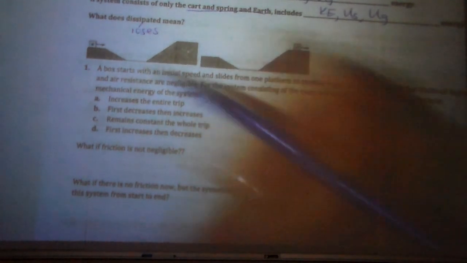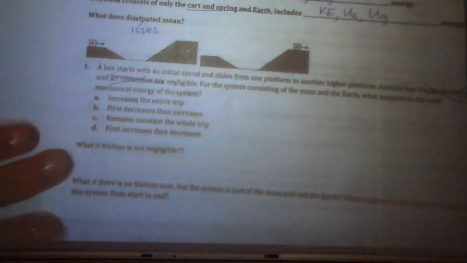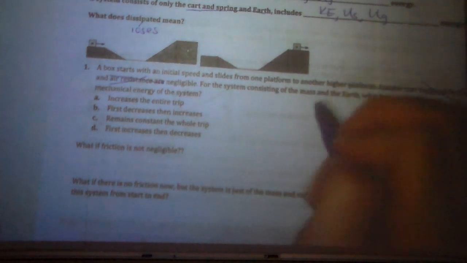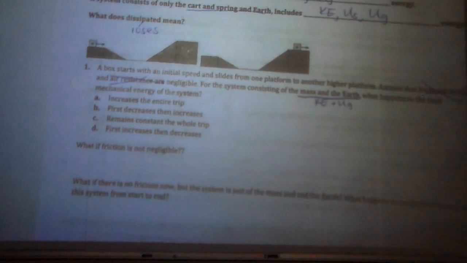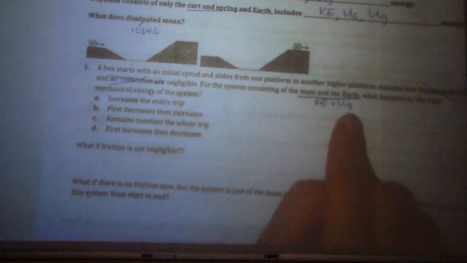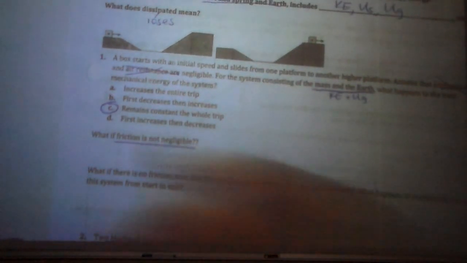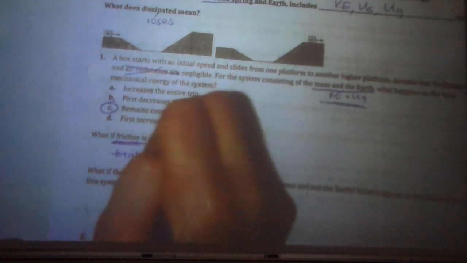All right, box starts with initial speed, slides from one platform to another. Friction and air resistance are negligible, which means I don't worry about them at all, can ignore. For the system, including the mass and the Earth, so that's kinetic and potential energy, what happens to the total mechanical energy? Well, if there's no friction or air resistance, then the total energy, kinetic and potential, is going to remain the same, because there's no work done. If there's friction that is not negligible, then this total mechanical energy will be decreasing, because there will be negative work by friction.